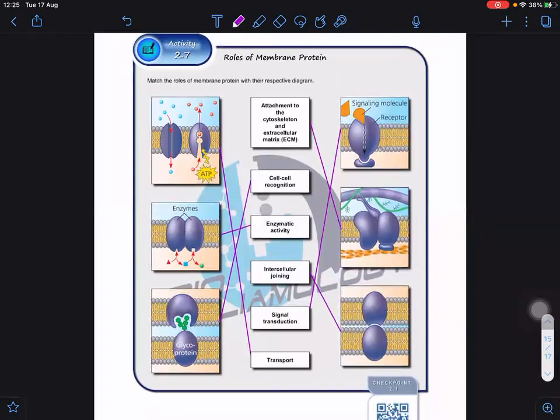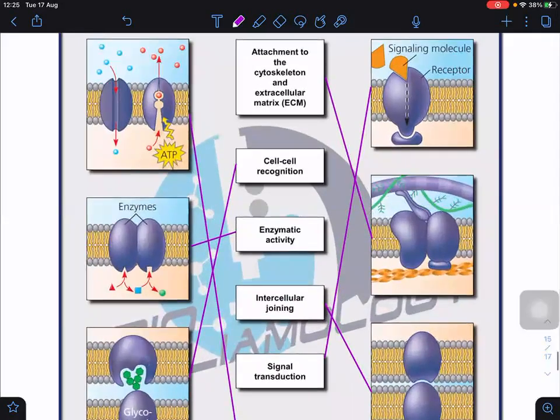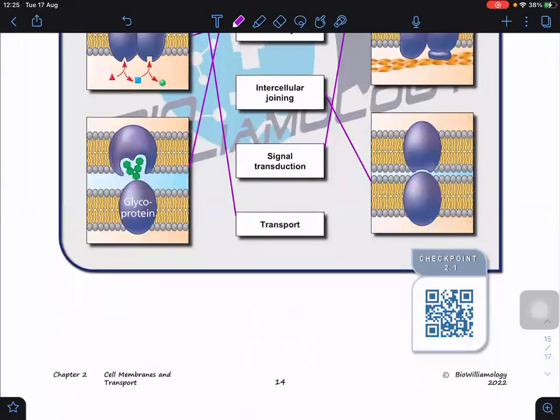Any questions so far? If no questions, we have done. Checkpoint 2.1 is now open for you to do a self-check, whether you understand this topic or not. Then I now stop the recording.